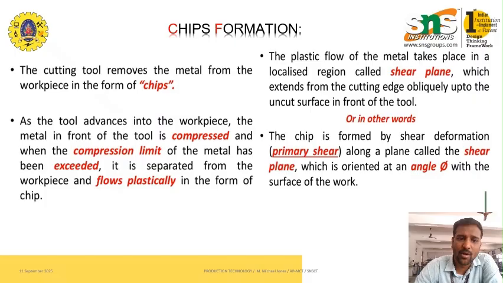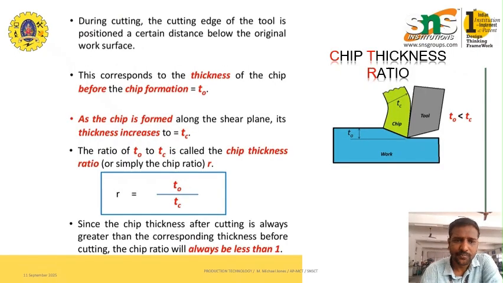Some of the common terminologies of chip formation are given here. The cutting tool removes the metal from the workpiece, and those metals are called chips. As the tool advances into the workpiece, the metal is compressed to a compression limit, and then it flows plastically. In other words, the primary shear happens, and that angle is denoted by phi. That is the shear angle, the shear plane.